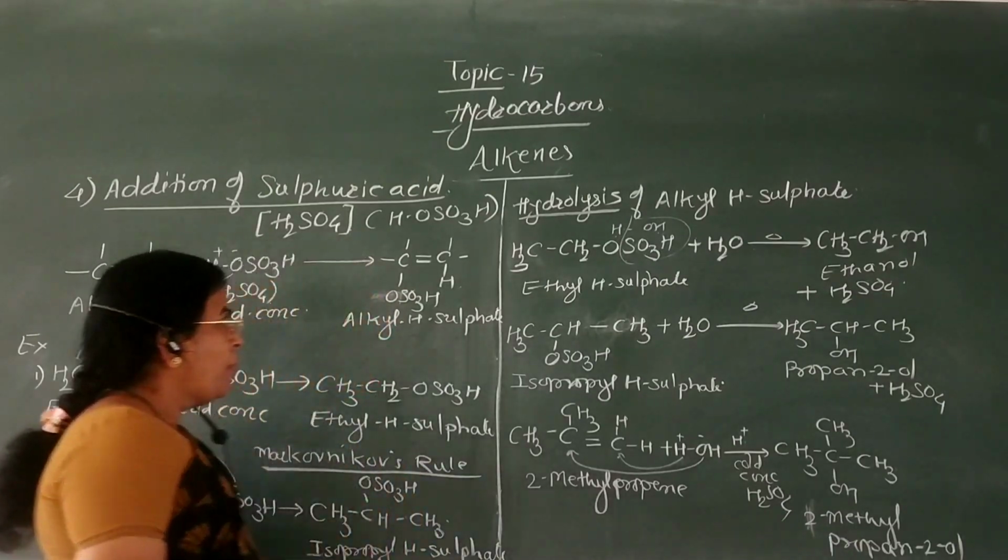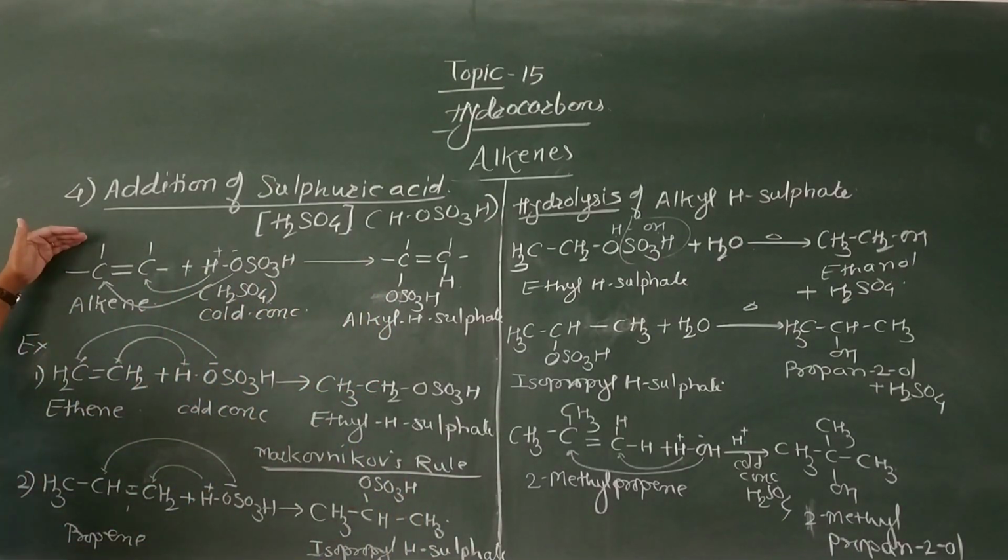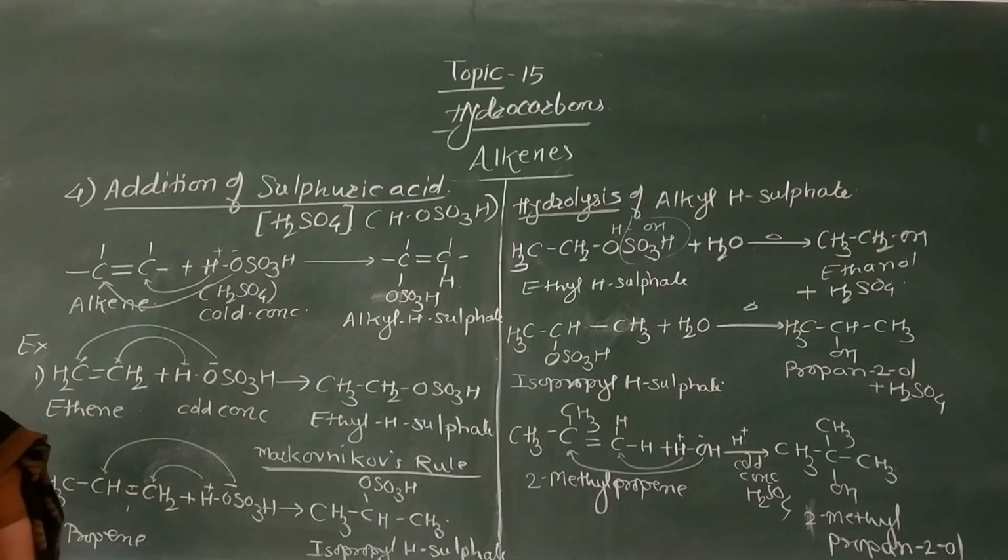In this way, when alkenes undergo addition reaction with sulfuric acid, then formation of alkyl hydrogen sulfate takes place, and this alkyl hydrogen sulfate when heated with water gives the corresponding alcohol.